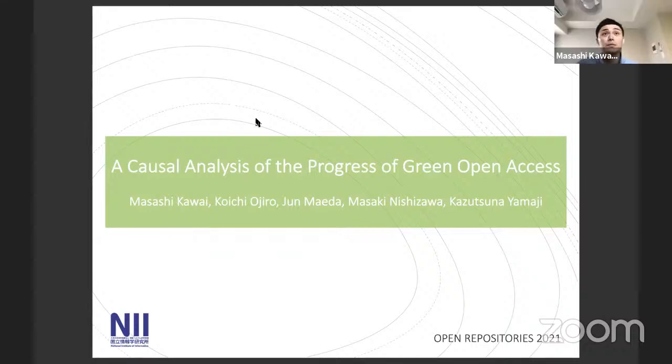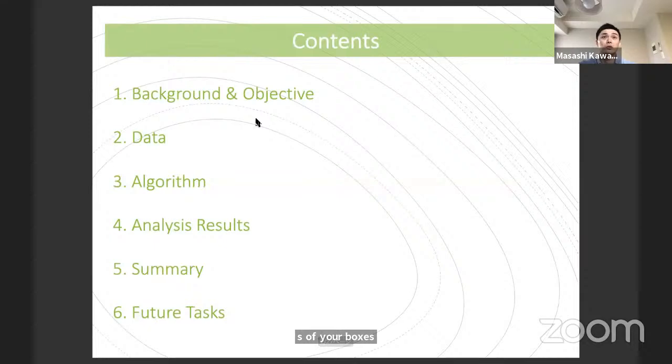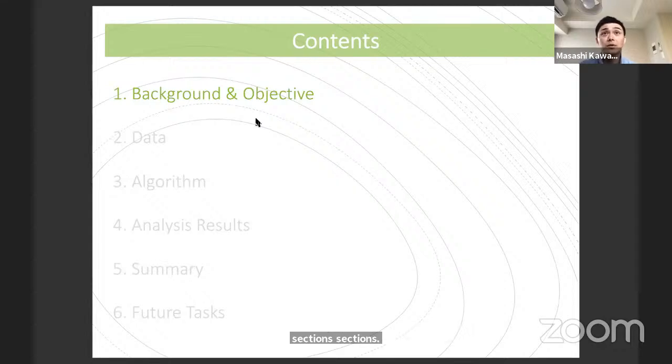Okay, let me start my presentation. I'm Masashi of the National Institute of Informatics in Japan. My presentation is about causal analysis of the progress of green open access. This presentation consists of six sections. First, let me talk about the background and the objective.